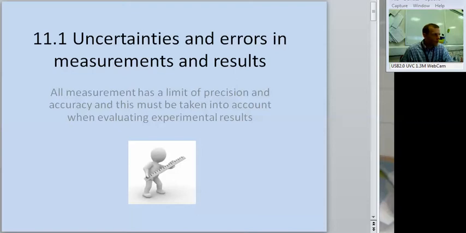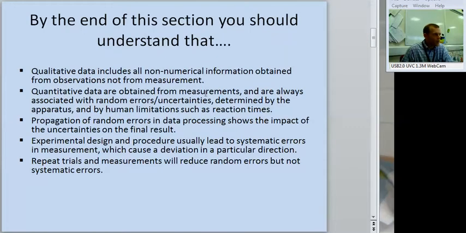Right, topic 11, let's look at some sections of this now. Uncertainties and errors in measurements and results. This is what we need to take from it. You can have a read through those. Pause me.